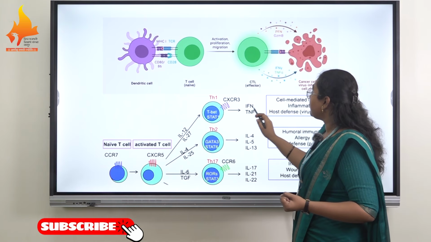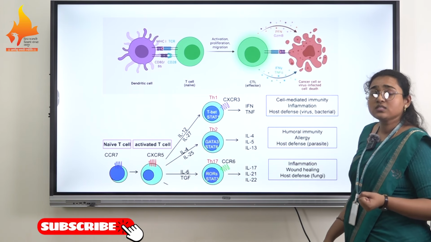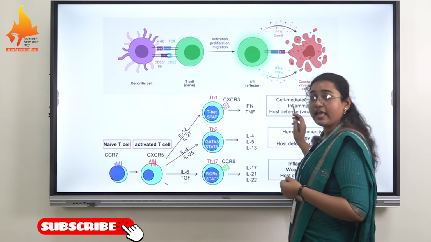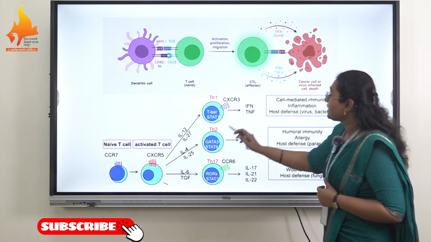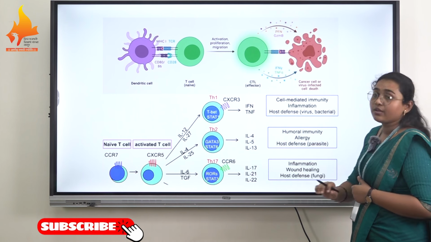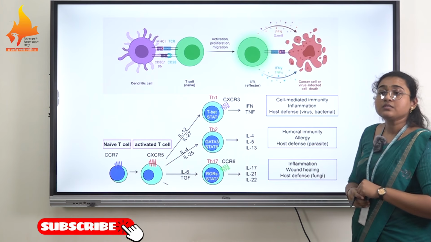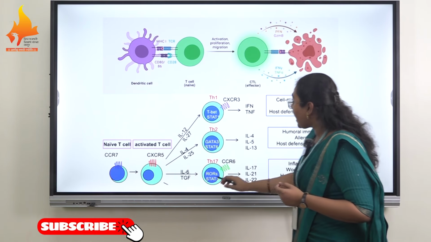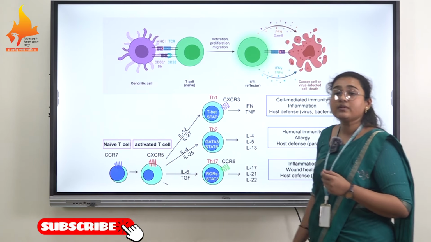The T helper cell 1 releases interferon and tumor necrosis factor, which function majorly on the macrophages; the major function of T helper cell 1 is the activation and stimulation of macrophages. Second, T helper cell 2 releases interleukin 4, interleukin 5 and interleukin 13, which are majorly important in the activation and stimulation of B lymphocytes. And lastly, there is T helper cell 17, which releases interleukin 17, 21 and 22, which are majorly important in the generation of the inflammatory immune response.